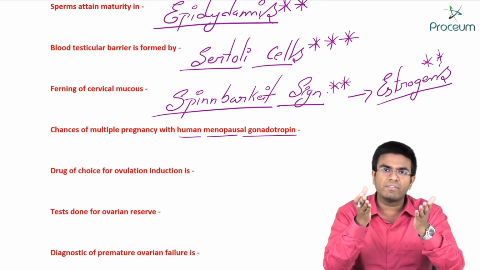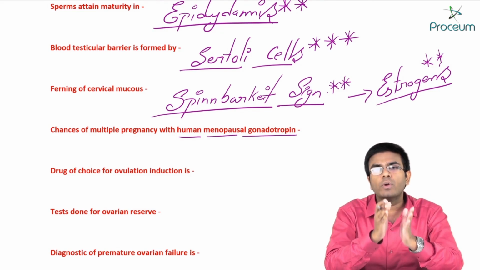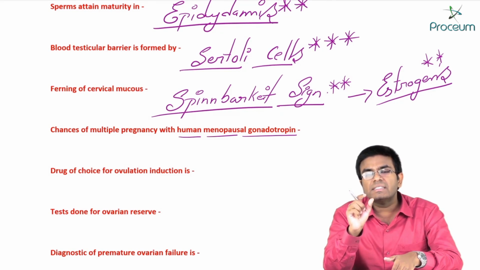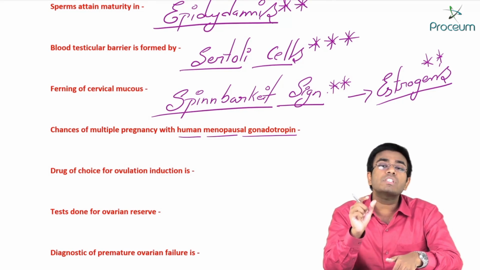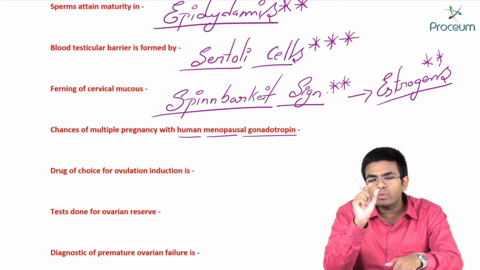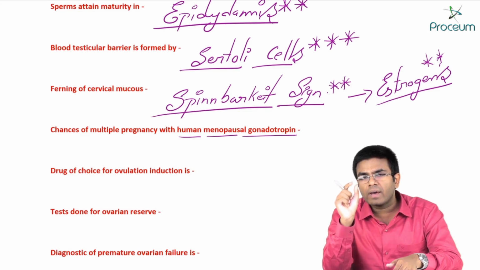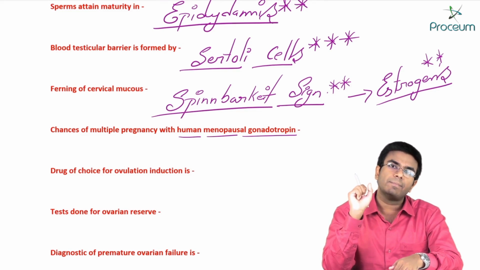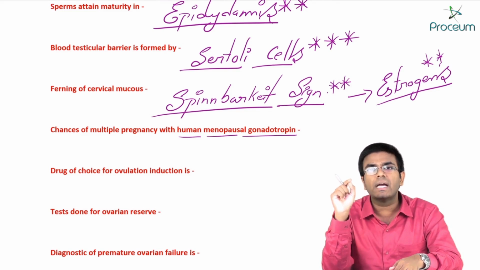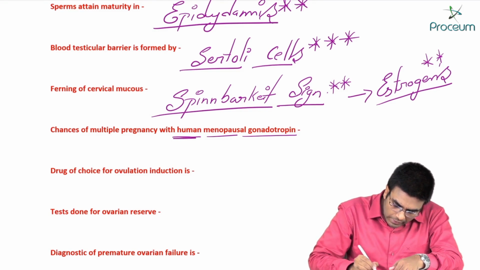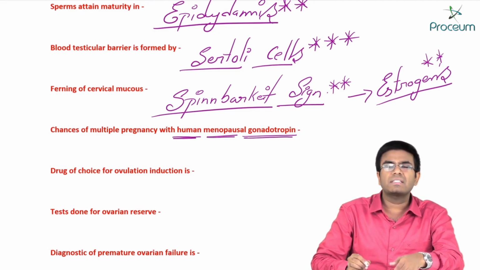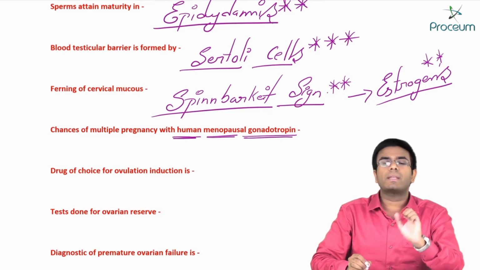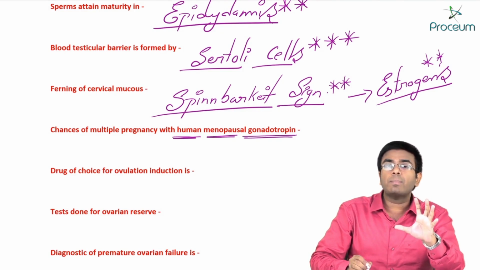And this FSH, a gonadotropin, is also excreted in the urine. Now, we have extracted this FSH from the urine of postmenopausal women. We can use the same FSH for stimulating the ovaries in a female with infertility. Why? Because FSH is follicle stimulating hormone. So human menopausal gonadotropin is nothing but FSH collected from the urine of a postmenopausal woman. Now, this is a very potent FSH.